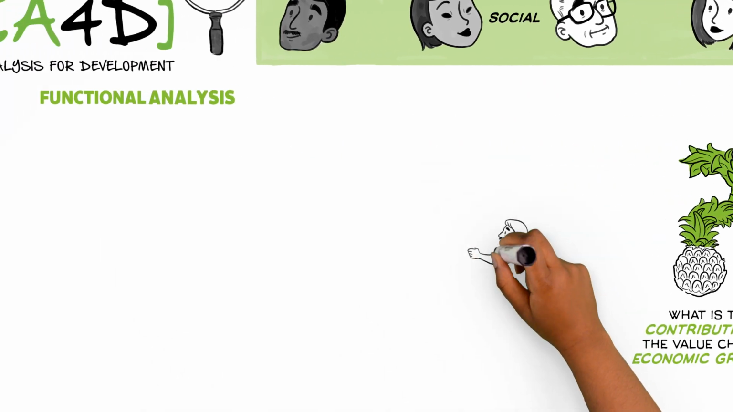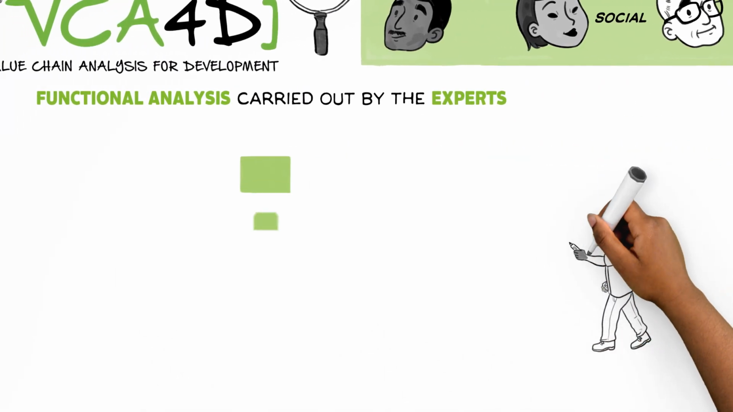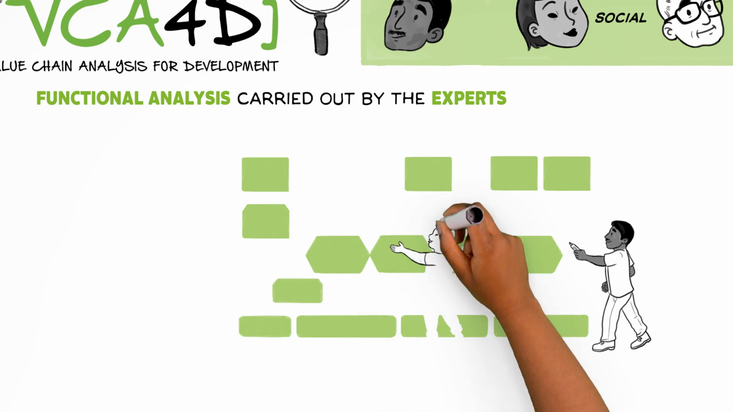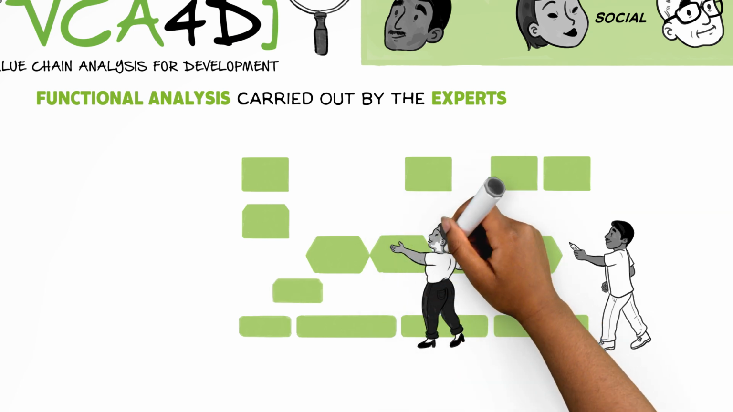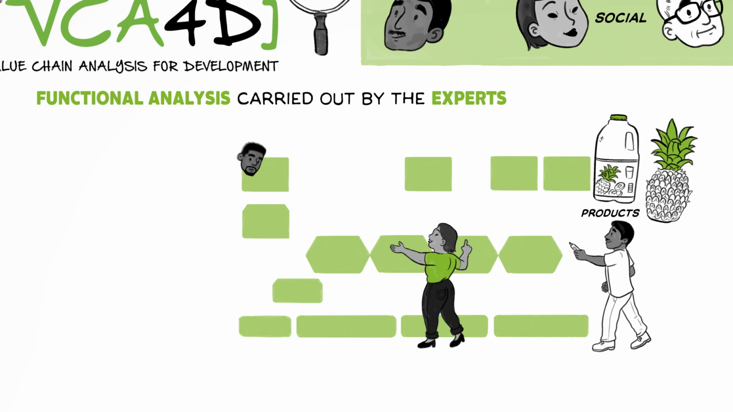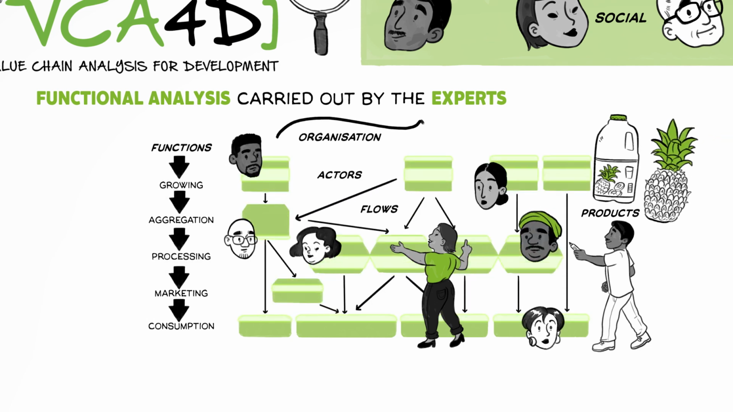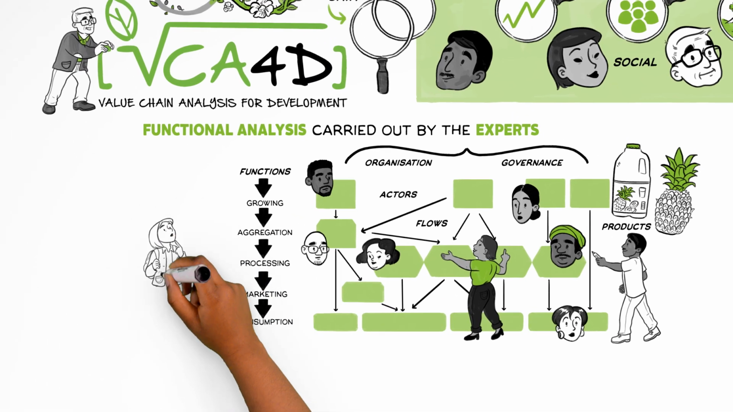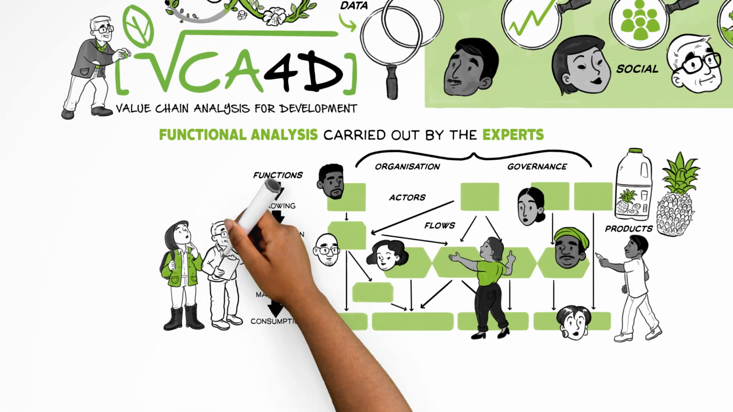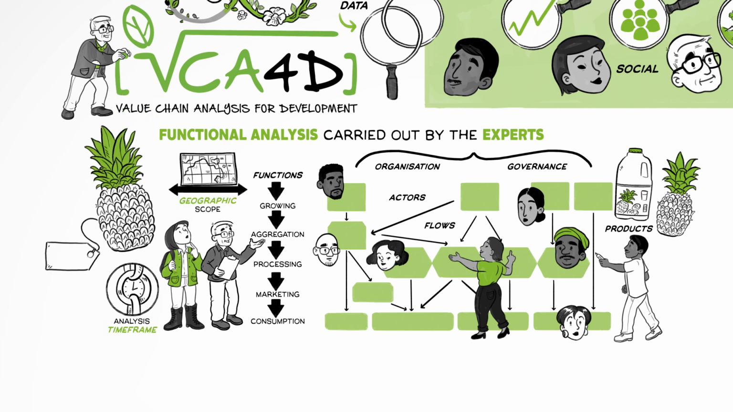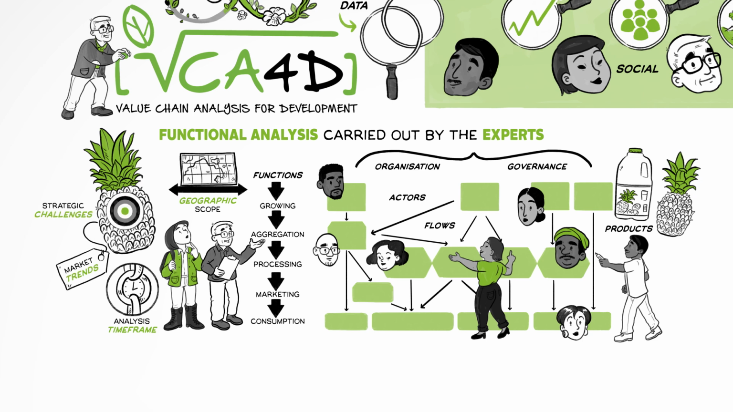First, a functional analysis is carried out by all the experts, building a global description of the VC to understand how it works and how it is organized, identifying its structure and key elements including the products involved, the actors and their functions, the flows linking those actors, and the VC's organization and governance. These elements help to define the typology of actors, subchains, and delimit the geographic scope and the timeframe for the analysis. Information on the main market trends and strategic challenges of VC development is also provided.